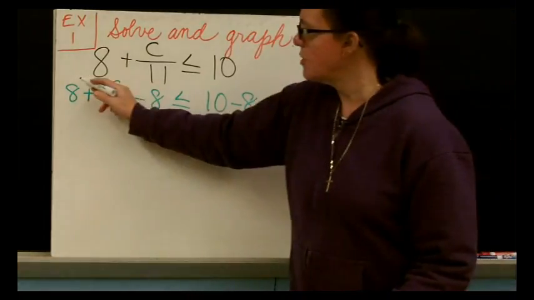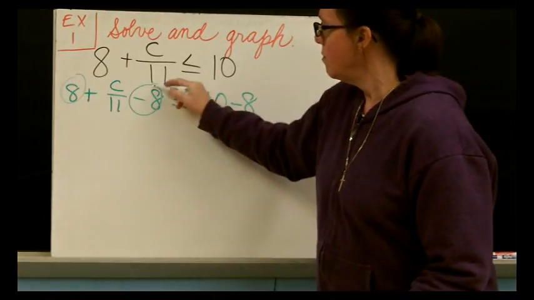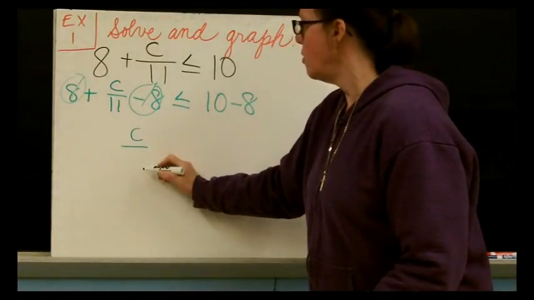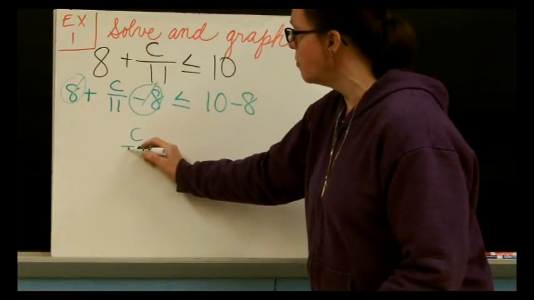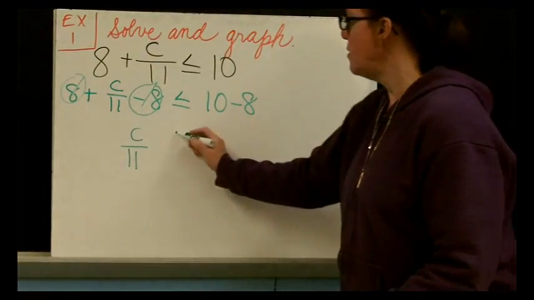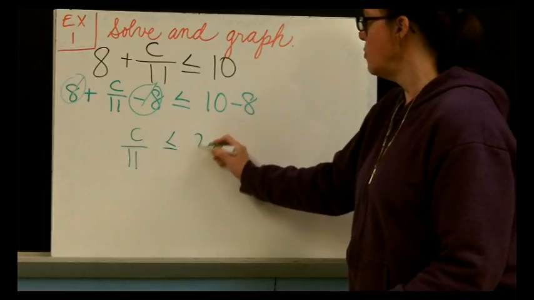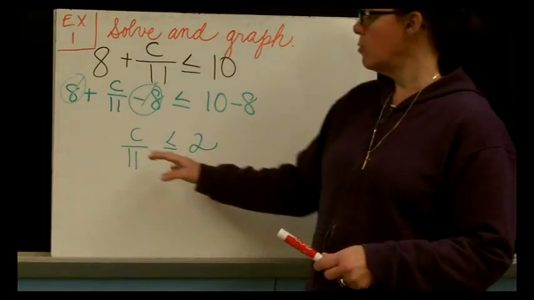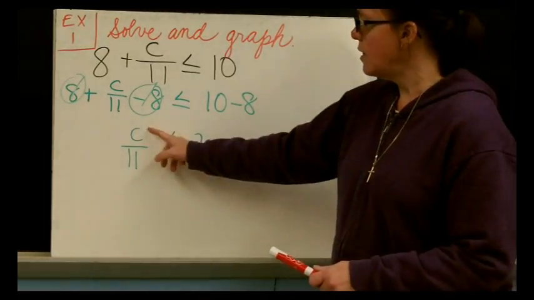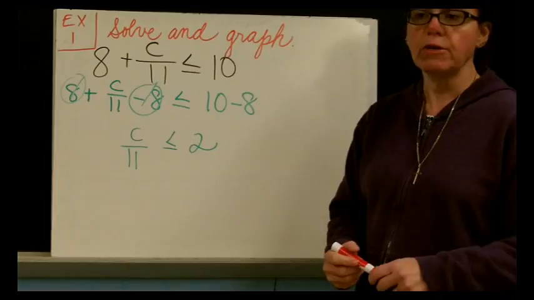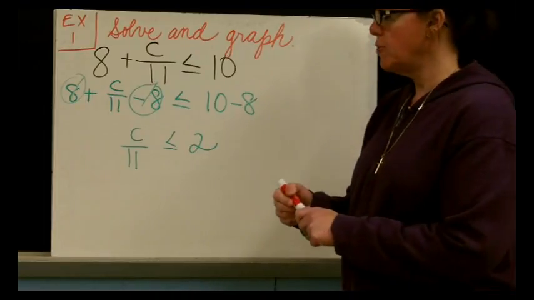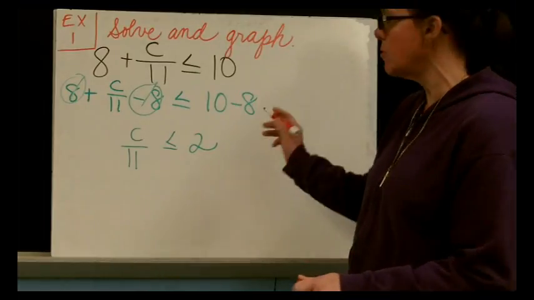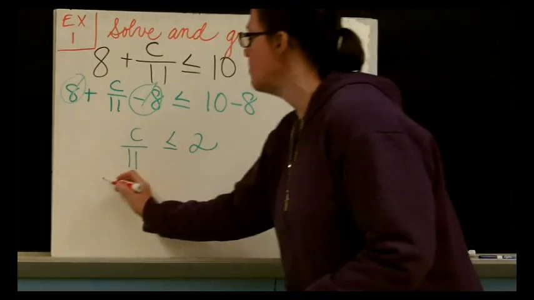So what we do now is we simplify, and these 2 zero each other out, and on the left we have one term, c divided by 11 is less than or equal to 2. Narrow down to a one-step inequality. The c is being divided by a positive 11. We have to undo that. The way to do that is to multiply both sides by a positive 11, because that's the inverse of being divided by a positive 11.